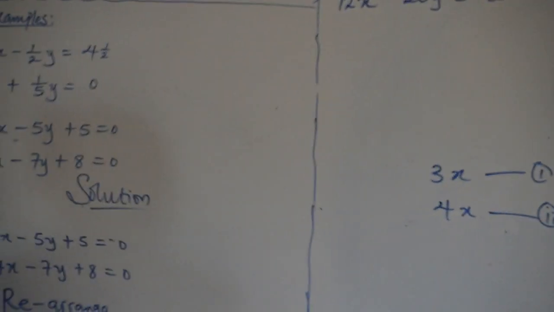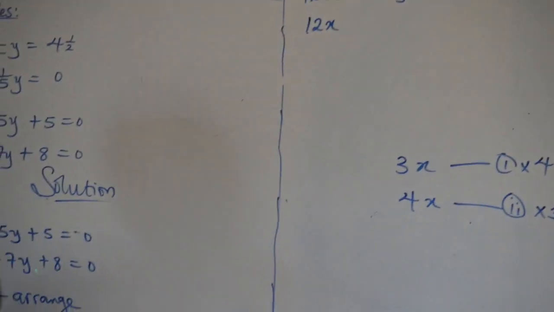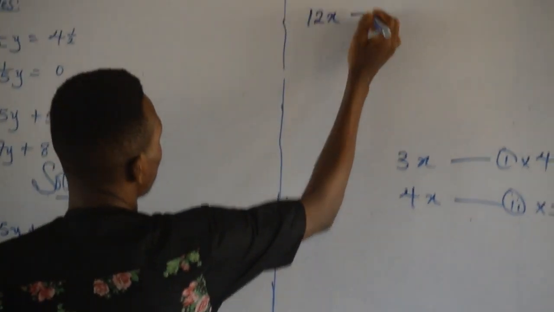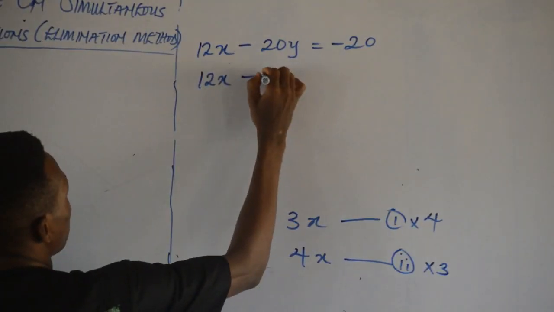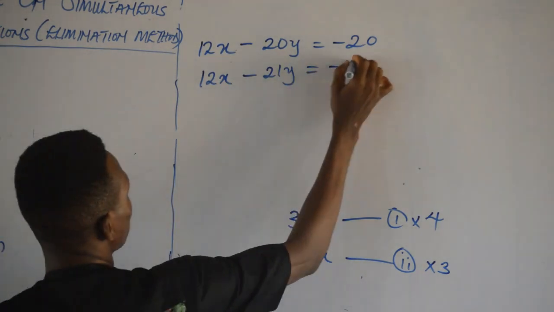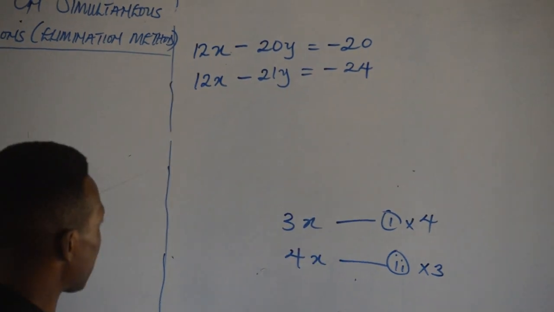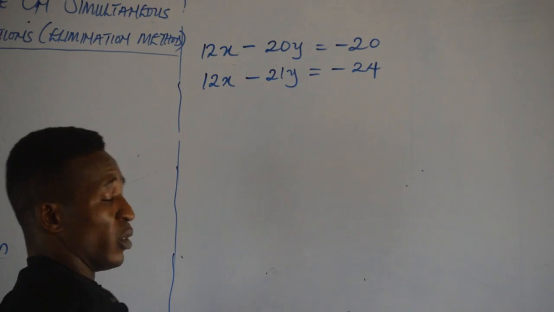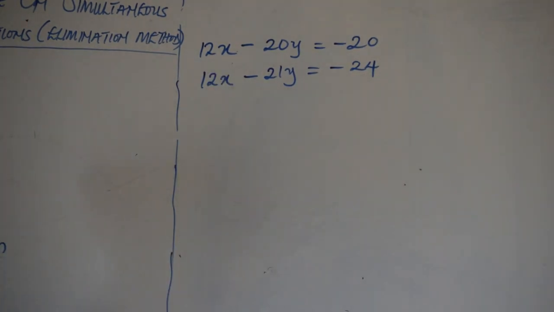Now 4x times 3. That gives us 12x. We have minus here, so I'm putting the minus. Now 7y times 3. That gives us 21y equals to minus 8 times 3. That gives us minus 24. Now after doing that, we have been able to get the same value for the coefficients of x. Both of them, they are now having 12 and 12.